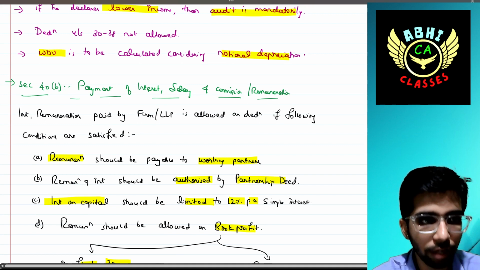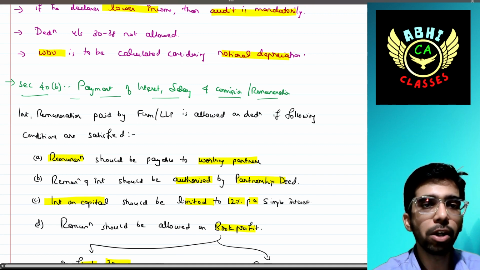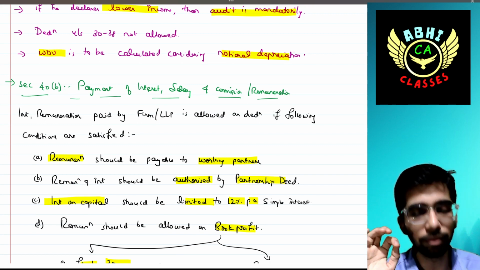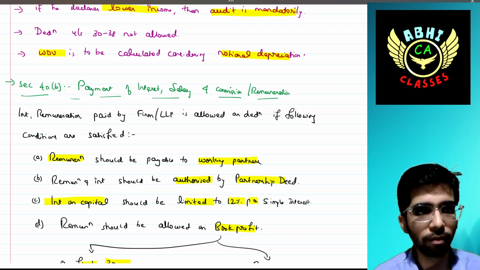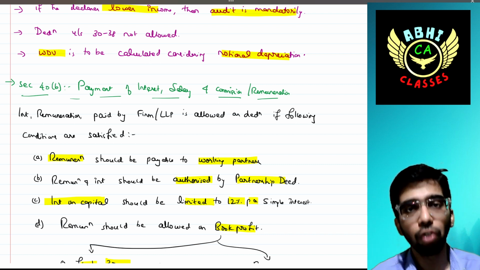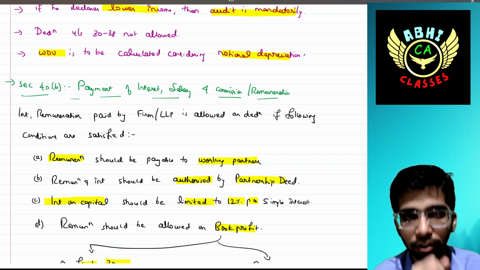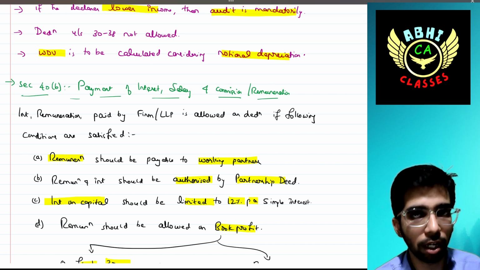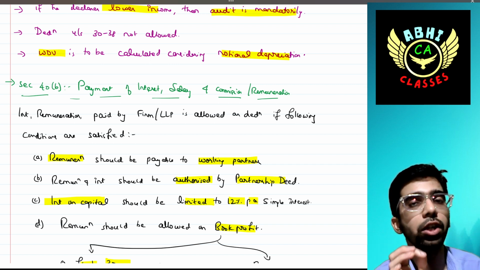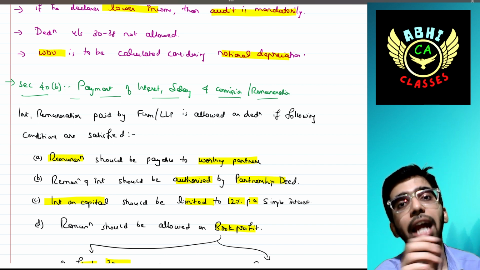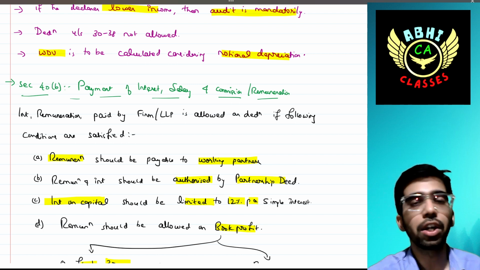Section 40B, okay. Payment of interest, salary, commission, remuneration. Interest and remuneration paid by a firm or LLP is allowed as a deduction if the following conditions are satisfied. In the books of accounts of the partnership firm, the remuneration or interest or any salary can be allowed if the following conditions are satisfied.